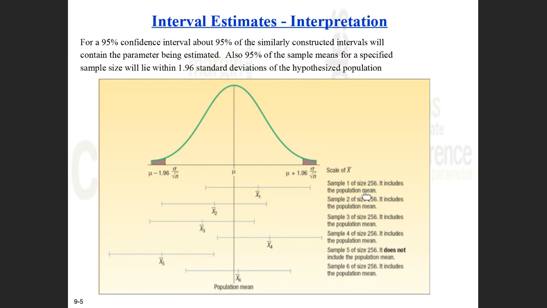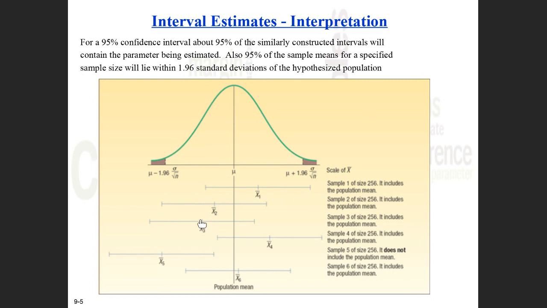Okay. So sample 1 of size 256, it includes the population mean. That's this line going across here. Sample 2 of size 256, it includes the population mean. So you see it's crossing over the mean here. So sample 3, it includes the population mean.